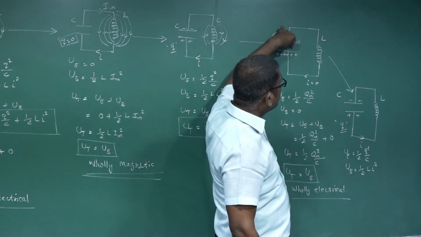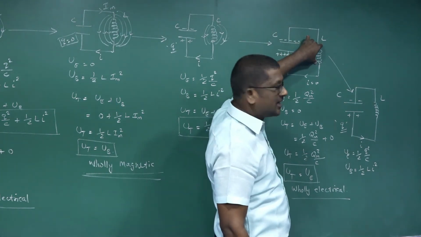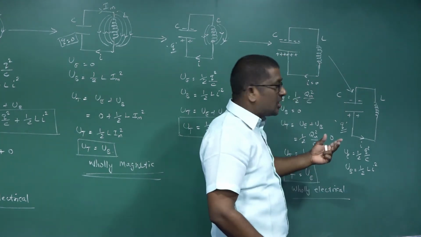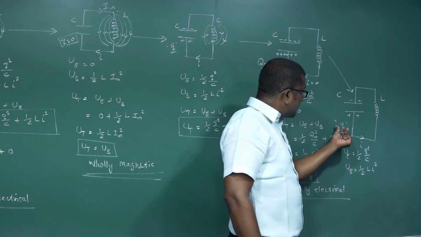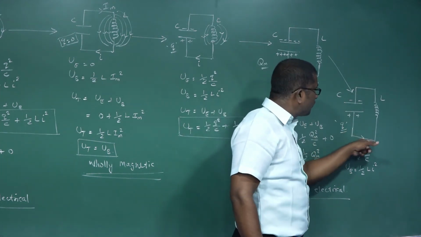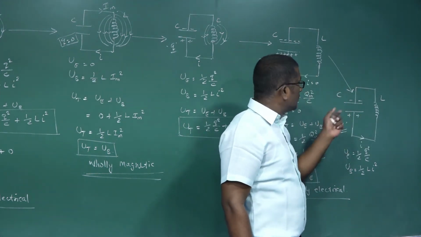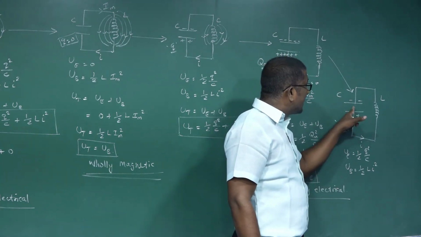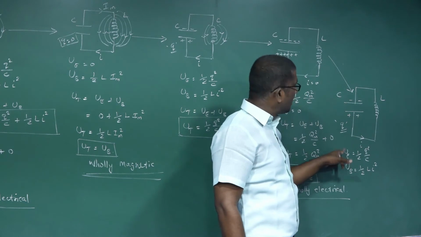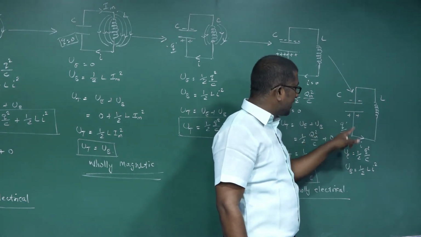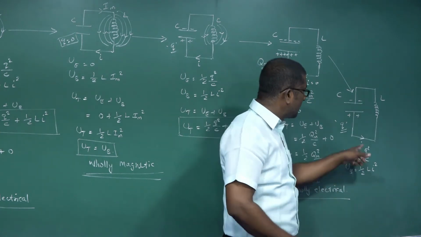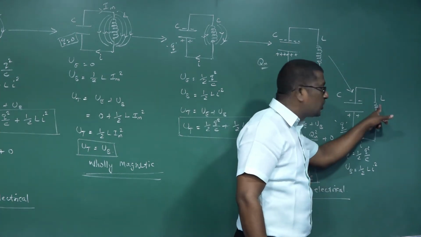When the completely charged capacitor is connected to an inductor, it gets discharged. When the capacitor gets discharged, the charge in the capacitor decreases, so there is a flow of current through the inductor. Due to the decrease of charge in the capacitor, the amount of energy in the capacitor decreases. At a given instant, the energy in the capacitor is U suffix E equal to half of Q square divided by C. Here, there is a flow of current I through the inductor.